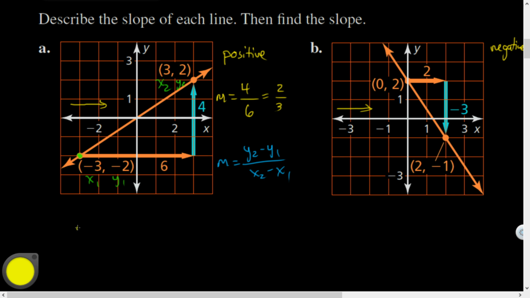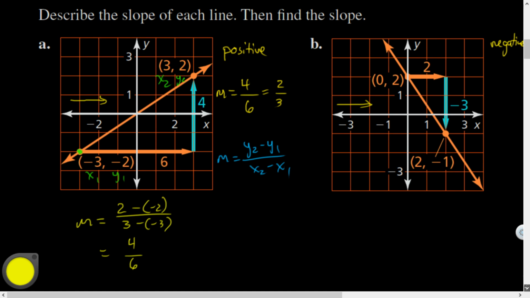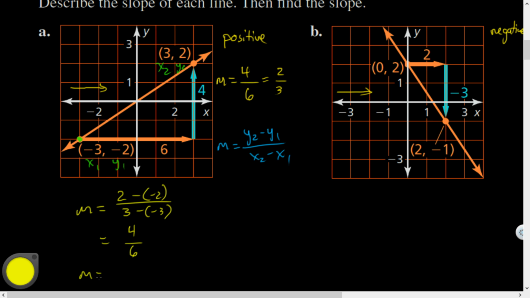And if I want to find the slope using the formula, I would have done y2 is 2, minus y1 is -2, careful of that double negative, over x2, which is 3, minus x1, which is -3. So let's simplify that. 2 minus -2 is 2 plus 2, which is 4. And 3 minus -3 is 3 plus 3, which is 6. And notice I'd actually get exactly the same value. I get m is equal to 2/3. And notice the sign of m. This is a positive number, which is the positive slope that we were talking about just a moment ago.